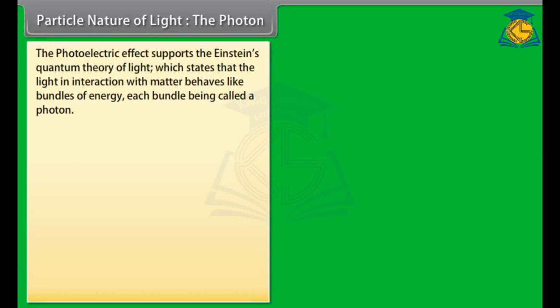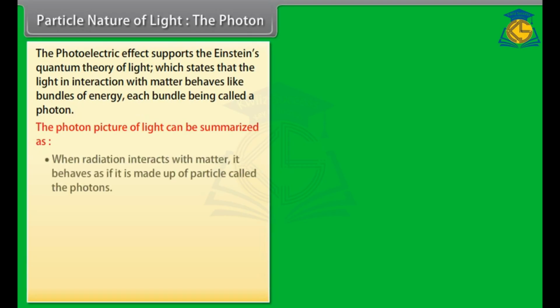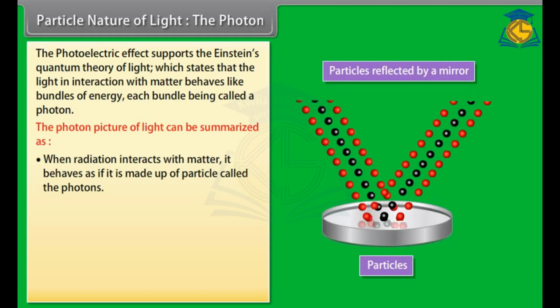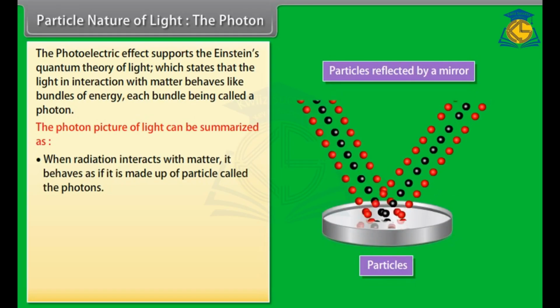The photoelectric effect supports Einstein's quantum theory of light, which states that light in interaction with matter behaves like bundles of energy, each bundle being called a photon. The photon picture of light can be summarized as: when radiation interacts with matter, it behaves as if it is made up of particles called photons.